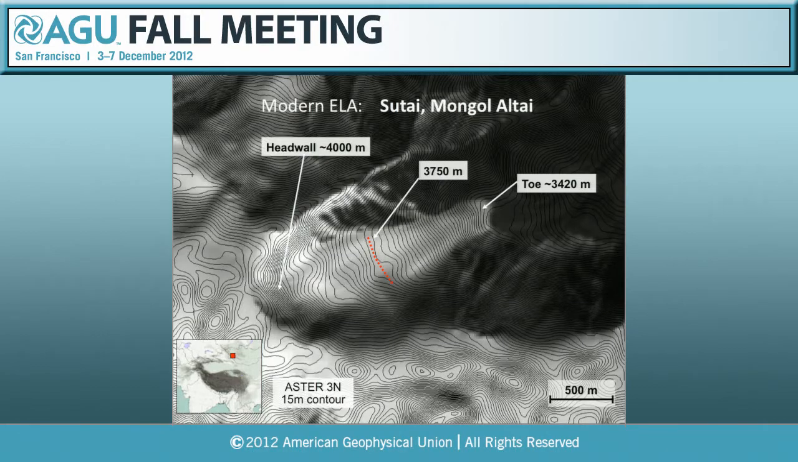Now I'll explain a little bit about how I estimate the modern ELAs. This is the satellite image produced topography map. From this glacier topography map, we can see that the shape of the topography changes as we go through the ELA. And this satellite image has 15 meter horizontal resolution and 30 meter vertical resolution, so it's quite useful for estimating modern ELAs.